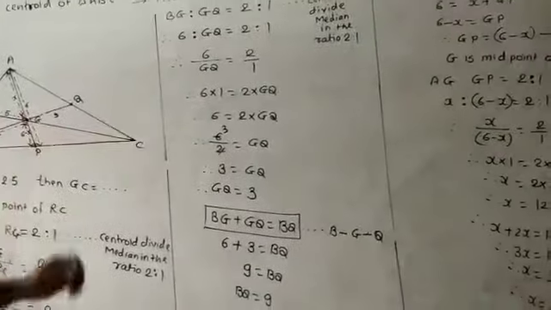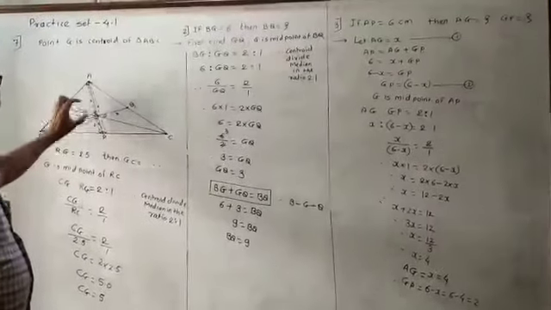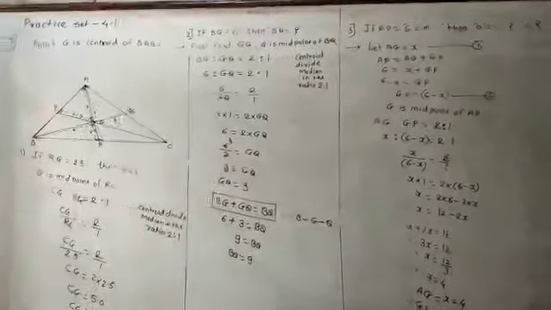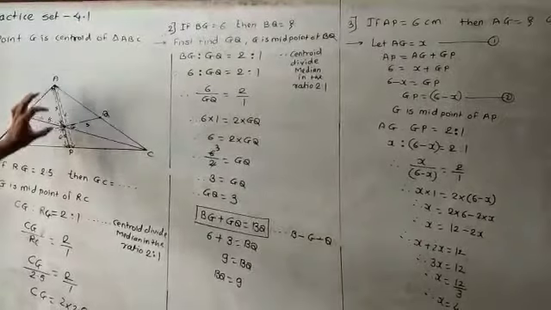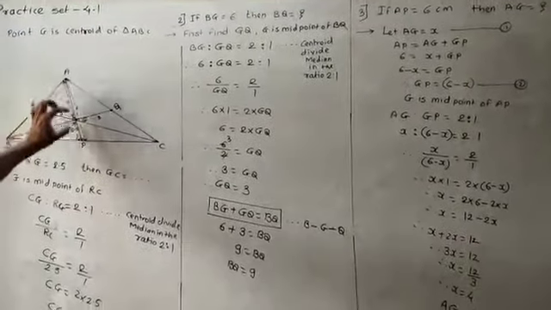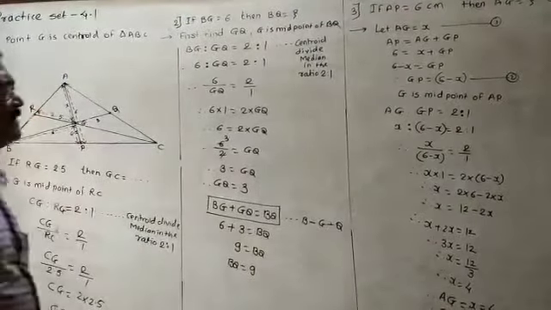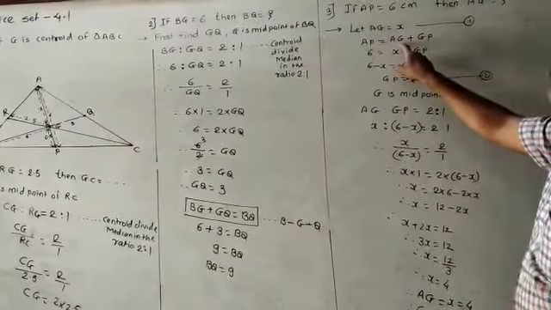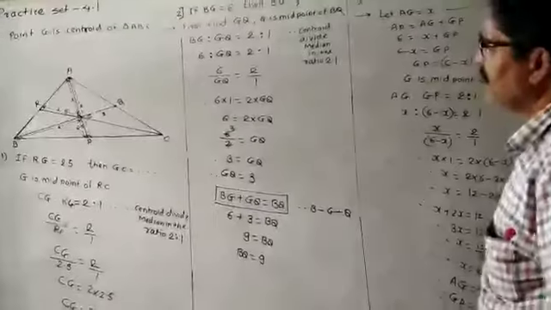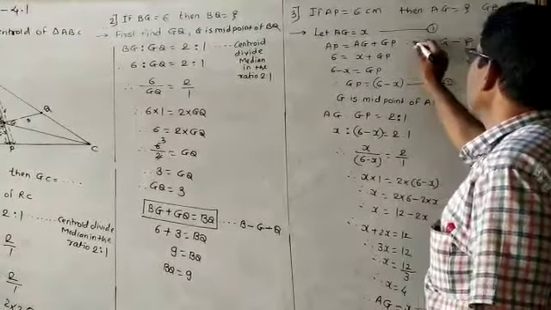Then you have to come to the third sub question. AP is equal to 6 centimeter, this whole AP is given. You have to find out AG and GP. This whole is 6 units. Consider AG as X. At that time, if this part is X, this will come 6 minus X. So let AG be equal to X. A, G, P are collinear points.